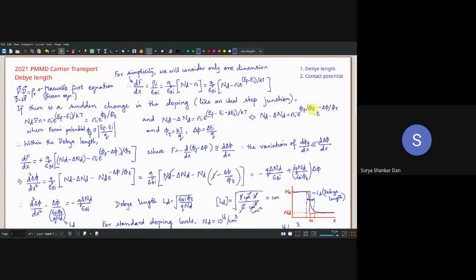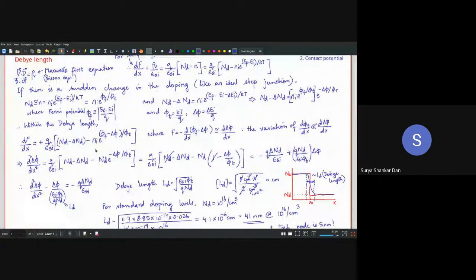So this part of the equation, what we understand is that within the Debye length, that means within this small region across the junction, we are assuming it is an ideal one, but it is not. Within this LD order, the Debye length order, is the distance where your variation from NA to ND is happening. That small region in space across that pn junction or that interface.